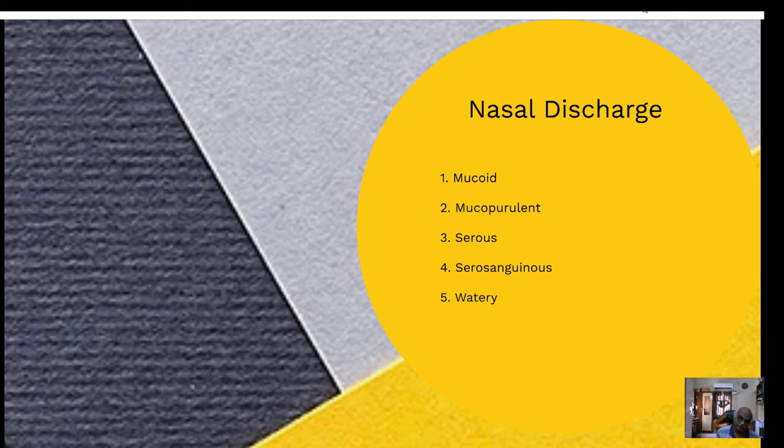Discharge could be serous. Serous discharge is commonly seen in allergic rhinitis and vasomotor rhinitis. Then serosanguinous discharge is commonly seen in acute rhinosinusitis where the nasal discharge is tinged with blood. Blood tinged discharge is known as serosanguinous nasal discharge. Then watery discharge is again seen in CSF rhinorrhea.